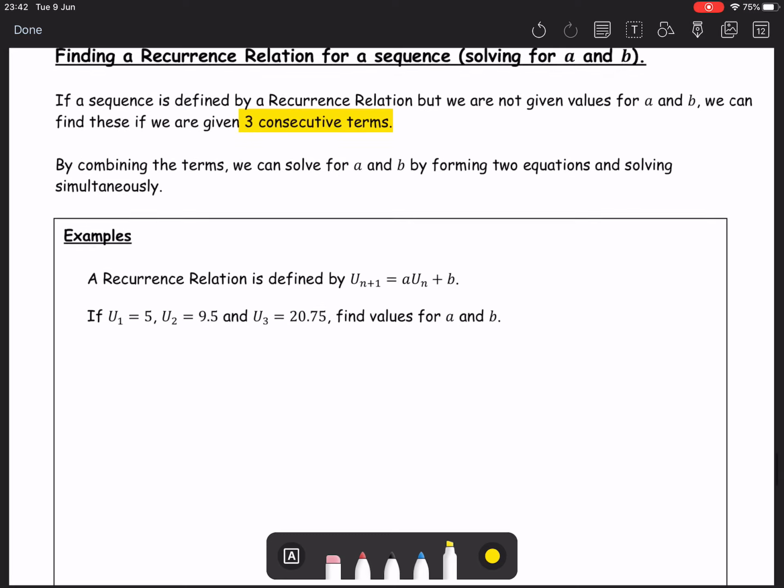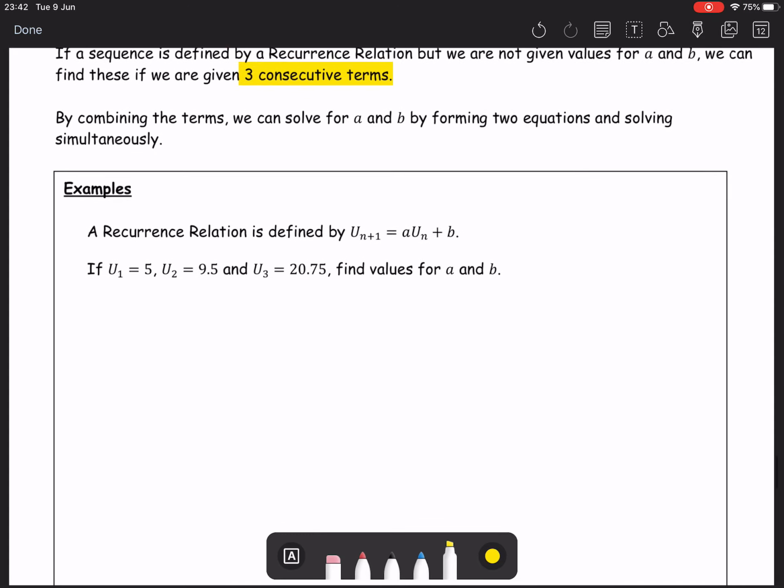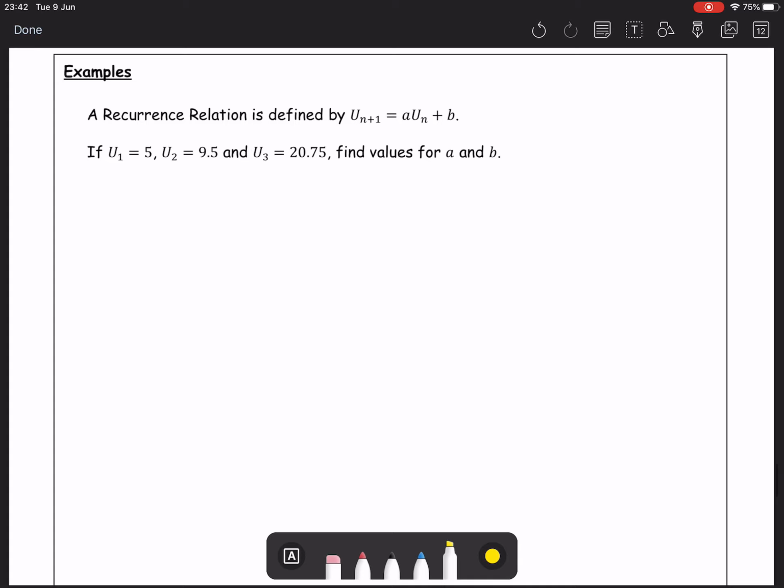This is a type of question that's best shown by example. Looking here, the recurrence relation is a typical linear recurrence relation, and we've got 3 consecutive terms: U1, U2 and U3. It's not got U0, that's not important. As long as we've got 3 consecutive terms, they could equally have given us U20, U21 and U22. As long as there are 3 consecutive terms, you're able to work out your values.